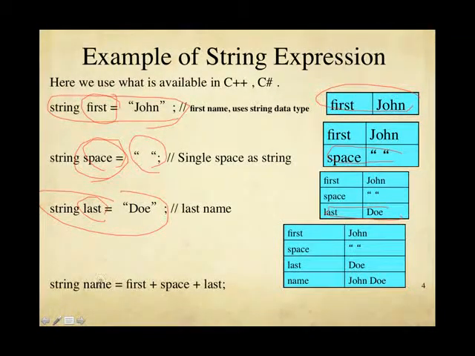Then I say name equal to first plus space plus last. In the RAM it is stored like this one. So name is an expression, and the three of them together is also an expression. So these are examples of string expressions.